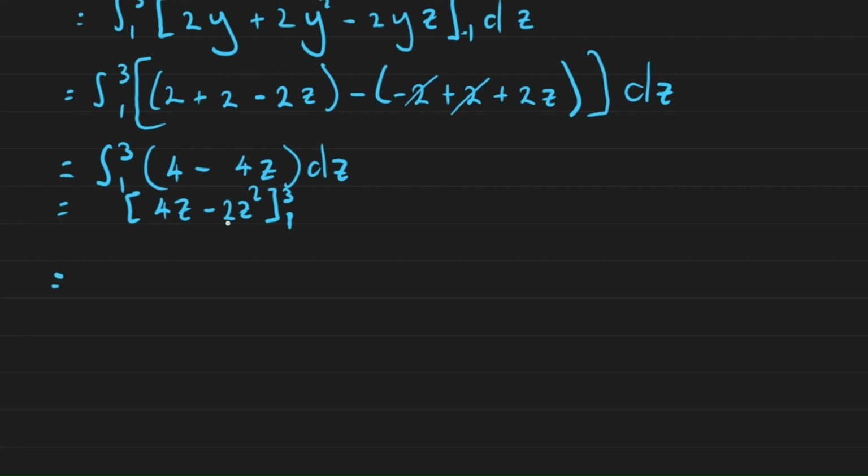So it's just a simple matter to compute this. 4 times 3 is 12. 3 squared is 9. 9 times 2 is 18, so you have minus 18. And then with the 1, 4 times 1 is 4. 1 squared times minus 2 is minus 2. 12 minus 18 is minus 6. Minus 6 minus 4 is minus 10. Minus 10 plus 2 is minus 8.